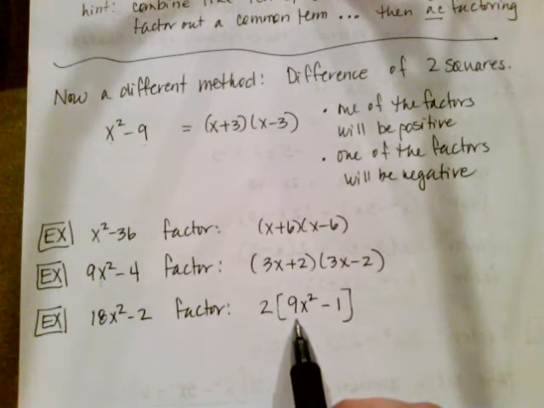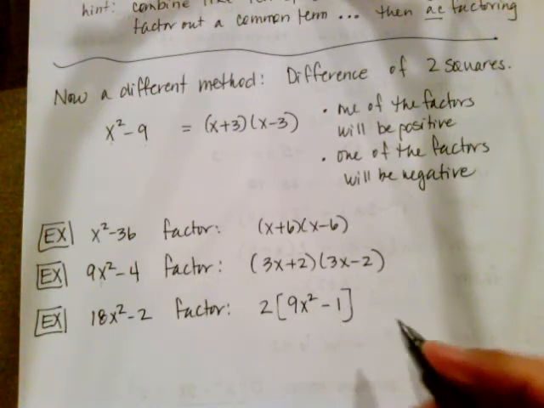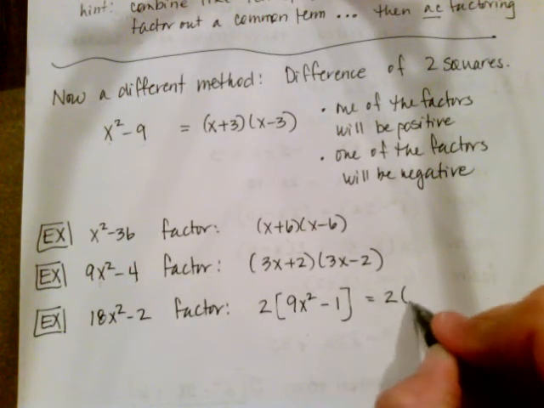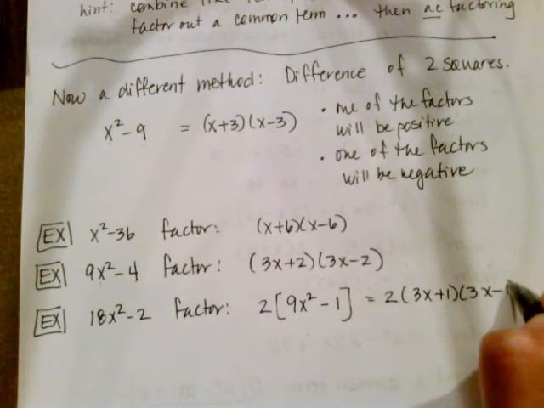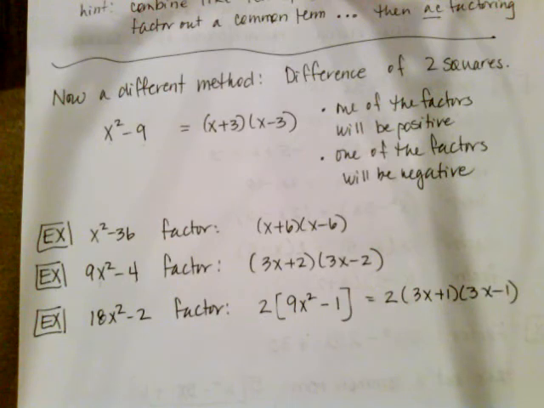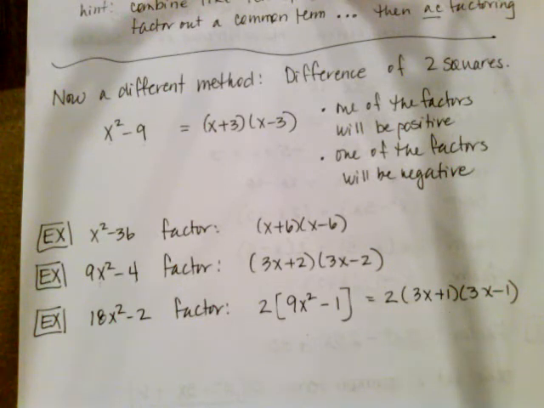9x squared is a perfect square. Its square root is 3x, and 1 is a perfect square, and its square root is 1. So the 2 carries forward, so this is going to be 2 times 3x plus 1 and 3x minus 1. It doesn't matter what order you write your factors. My idiosyncrasy is I usually write the positive one first. I always do my math the same way because I make fewer mistakes.